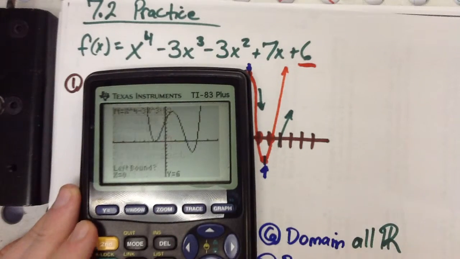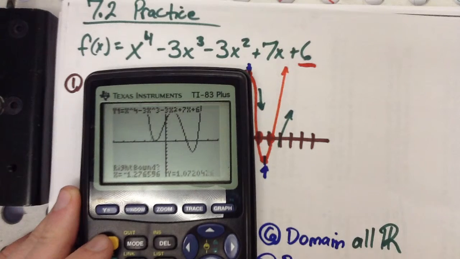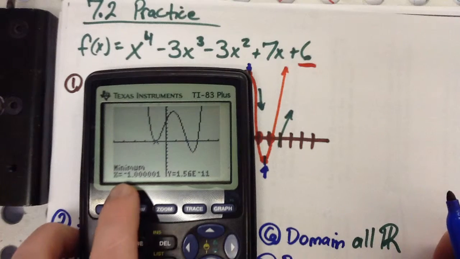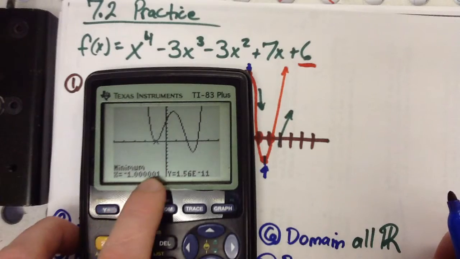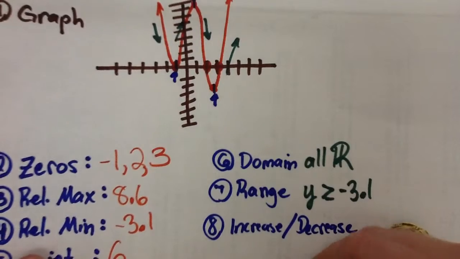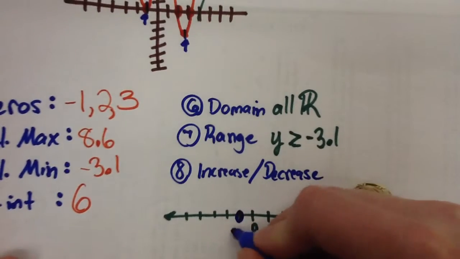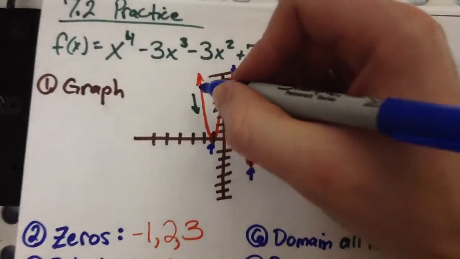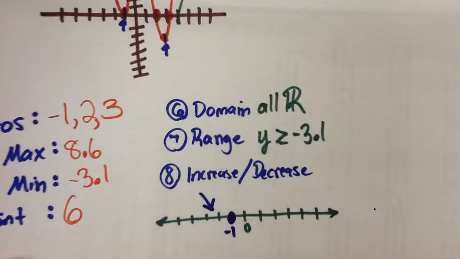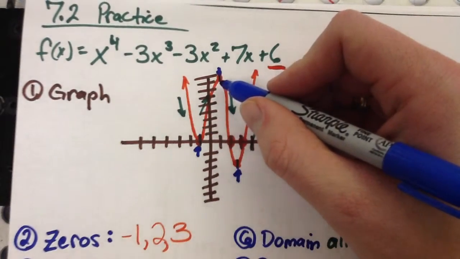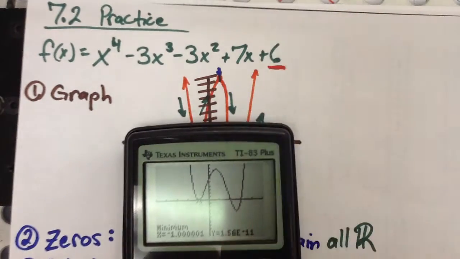So second trace minimum, get on the left side of it, get to the right side of it, enter again, and it's about negative 1. If you have that many zeros, that's negative 1. Okay, so at negative 1, down here on my graph, that's one of our critical points. We know it's decreased until it gets to there. So put a little down arrow.